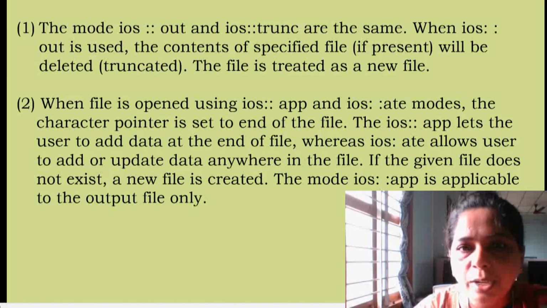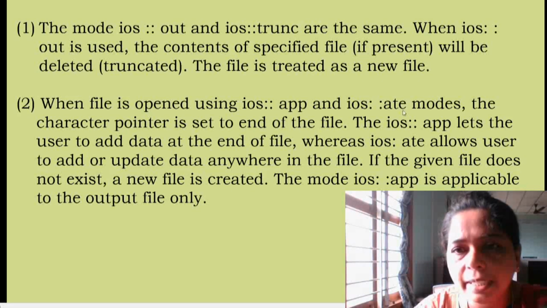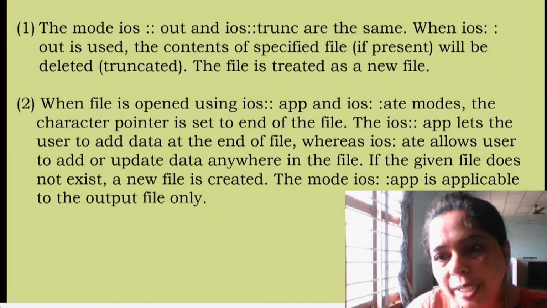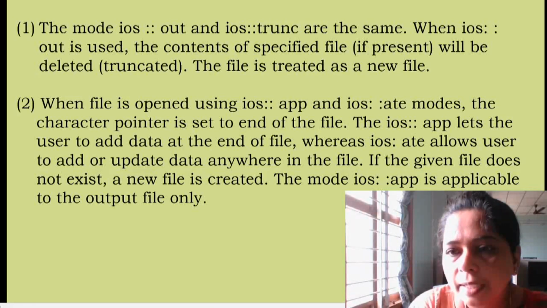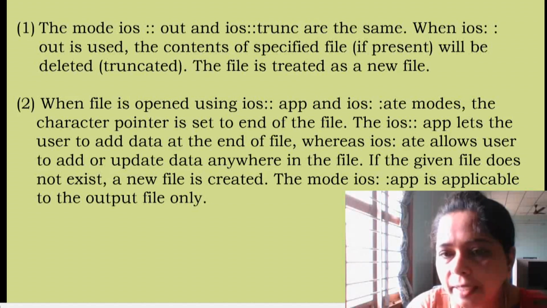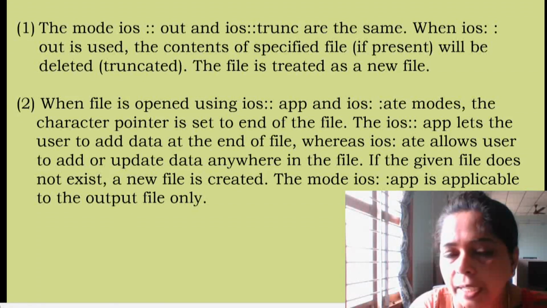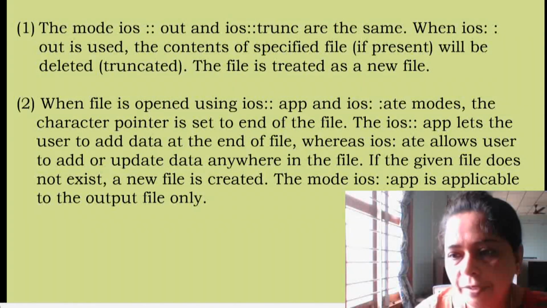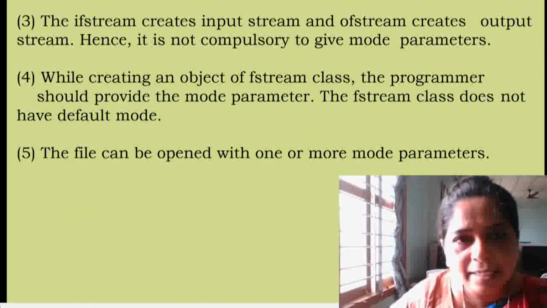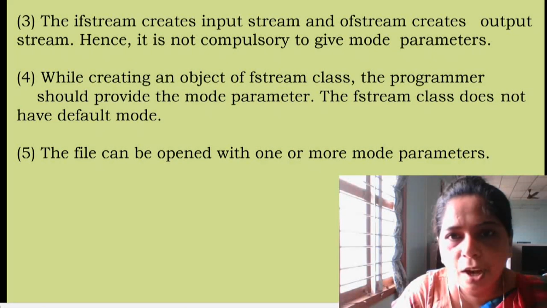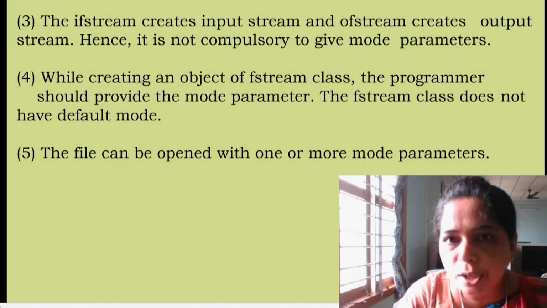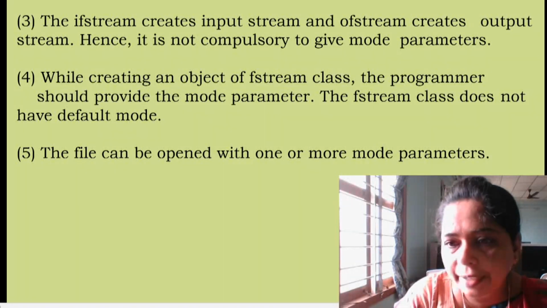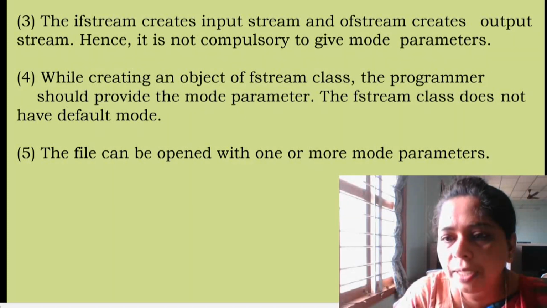Second one is ios::app and ios::ate. app means to add data at the end of the file, and ate means the data will be updated anywhere in the file. In these modes, if the file name is not present, then a new file will be created. And the mode ios::app is applicable only with output files. And the third point to be remembered is, ifstream and ofstream have default parameters. That is, it is not compulsory to give the mode parameter if we are using ifstream and ofstream only for reading and writing, because they have default parameters.